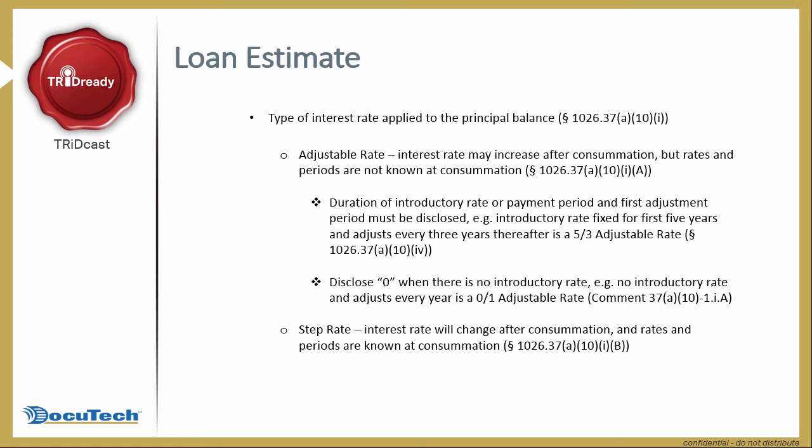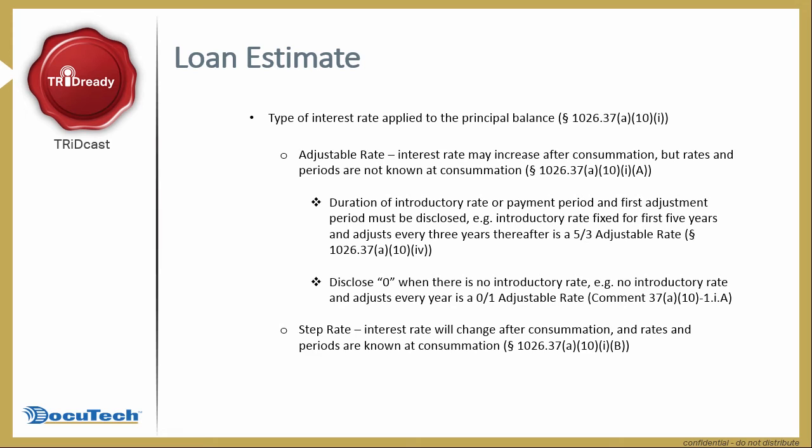If there is no introductory rate, then a 0 needs to be disclosed. So an example would be no introductory rate, but it adjusts every year. So this would be a 0/1 adjustable rate. Now we'll move on to step rates.